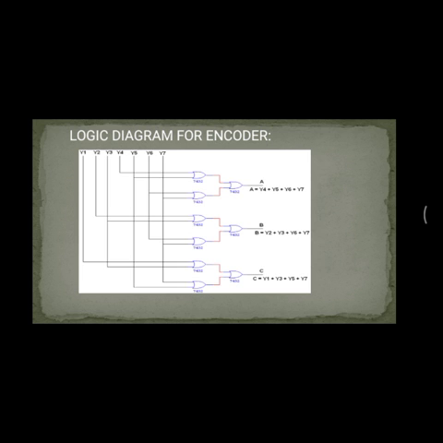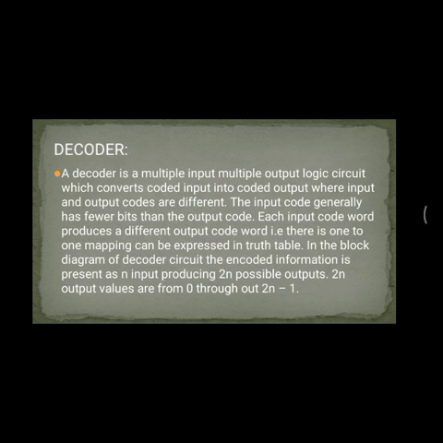A decoder is a multiple input, multiple output logic circuit which converts coded input into coded output, where the input and output codes are different. The input code generally has fewer bits than the output code. Each input code word produces a different output code word. This mapping can be expressed in a truth table.